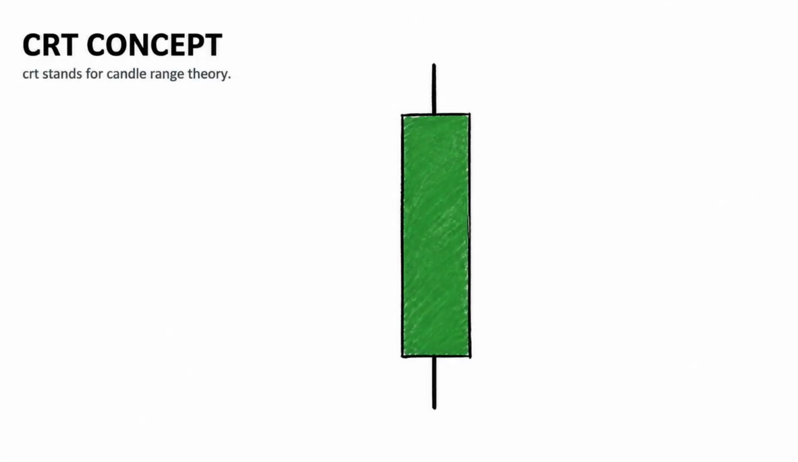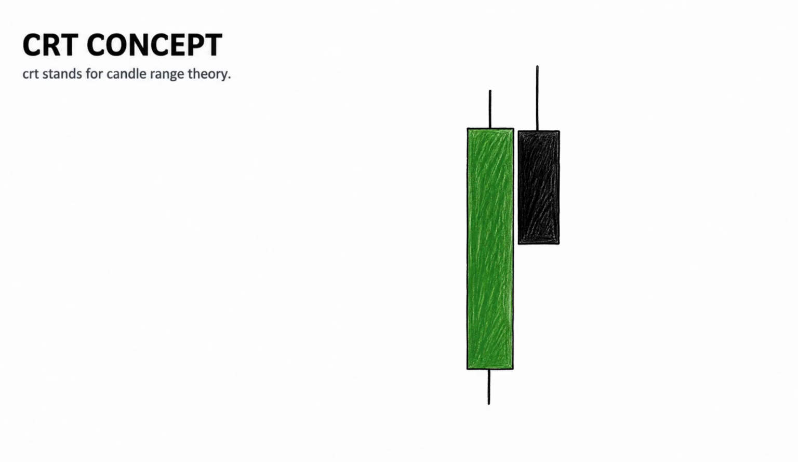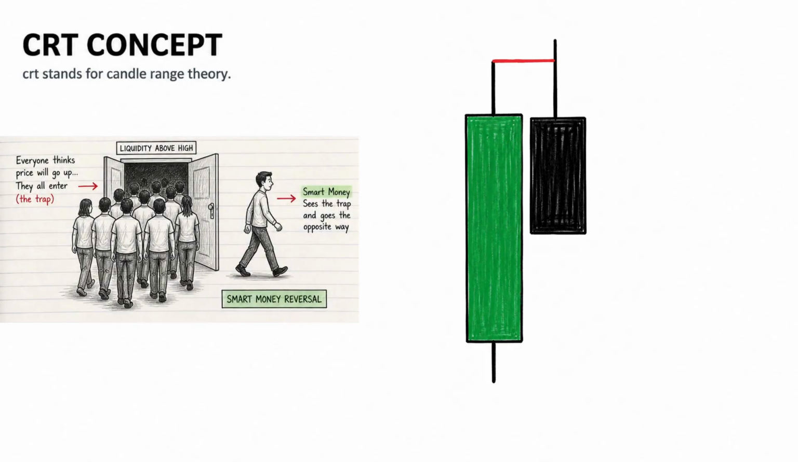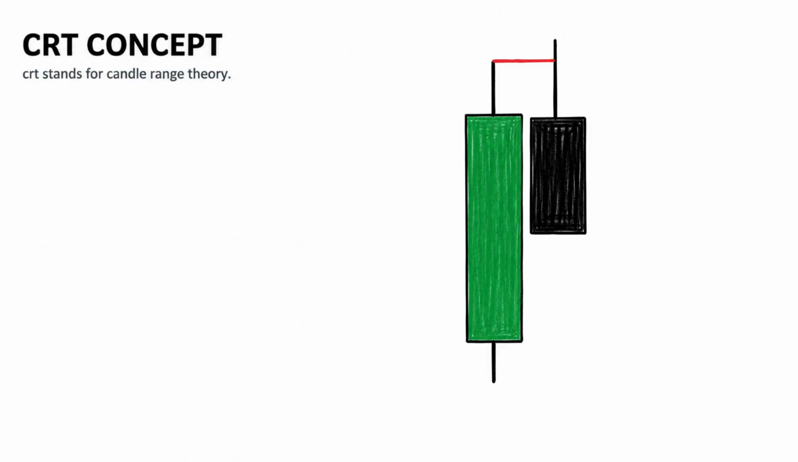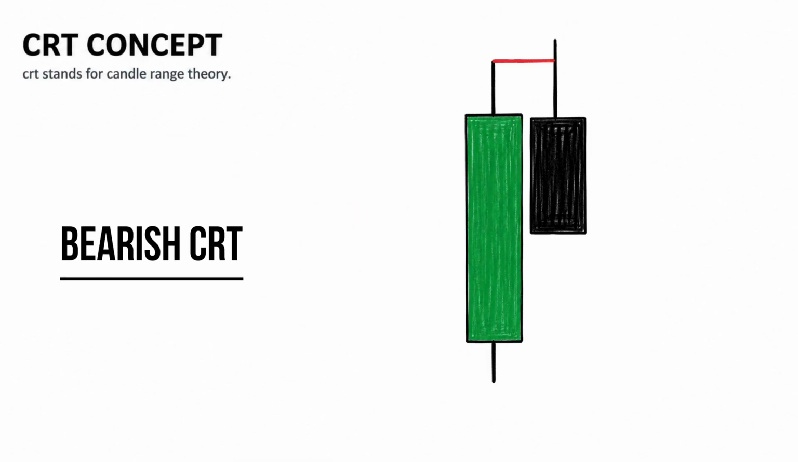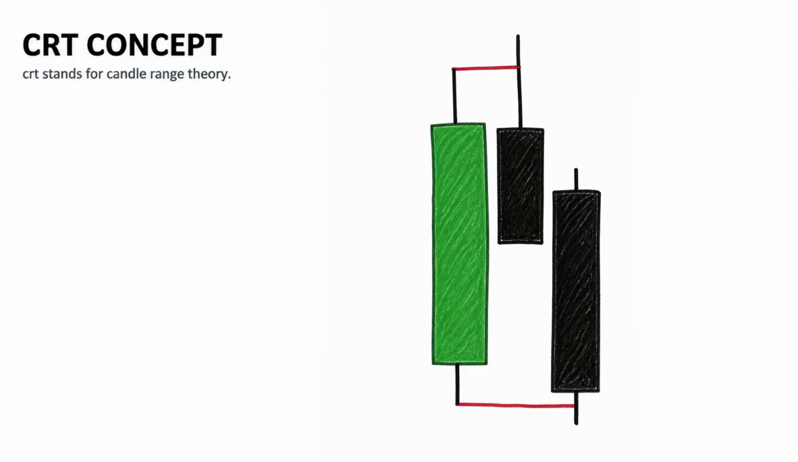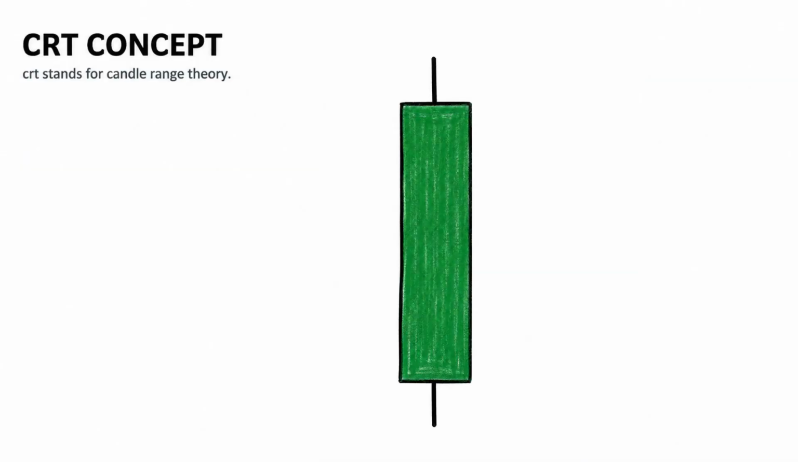Imagine price is moving up, and then you get a candle that pushes above the previous candle's high, but instead of continuing higher, it closes back below that high. What just happened there? Price tried to break higher, took liquidity above the previous high, and then got rejected. That rejection is important. It tells you that there may not be enough strength to continue upward, and there's a possibility price could move in the opposite direction. That's what we call a bearish CRT. And in that situation, there's a good chance that price will move down and at least target the low of that candle. The same idea works in reverse for a bullish setup.